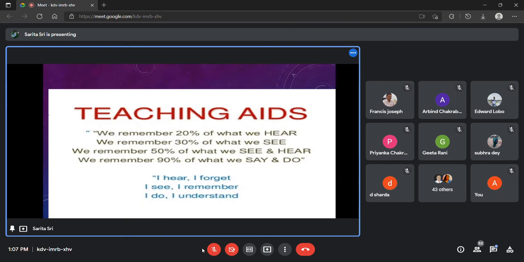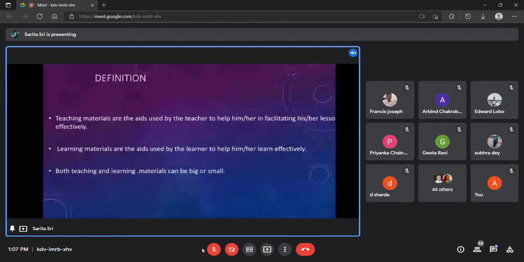In general, we remember only 20% of what we hear, 30% of what we see, 50% of what we hear and see, but we remember 90% of what we say and do. Now let's see what the meaning is first, then I will come to the definition of teaching and learning materials.